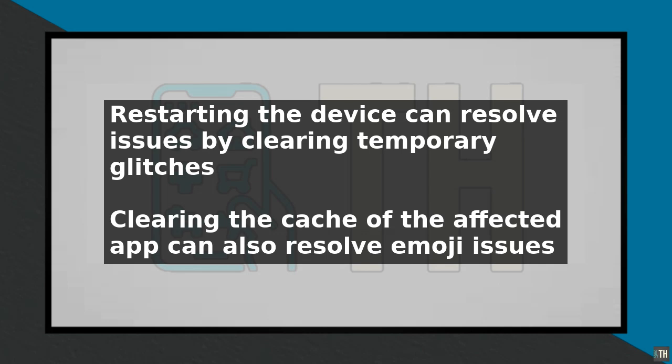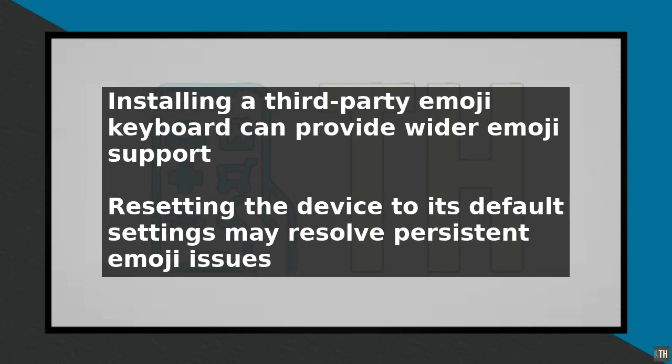Finally, if none of the above steps work, you may need to reset your device to its default settings. This will restore your device to its original settings and may resolve the issue. To do this, go to the Settings app and select the Backup and Reset section. Then choose the Factory Data Reset option.